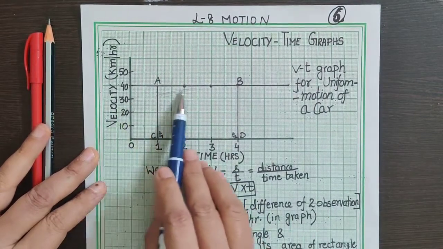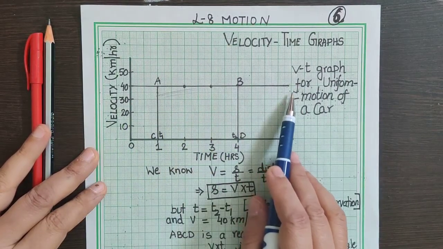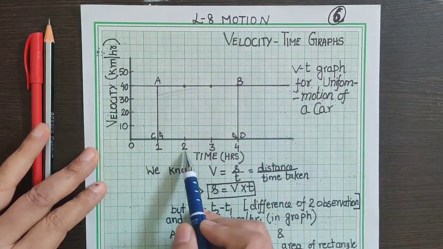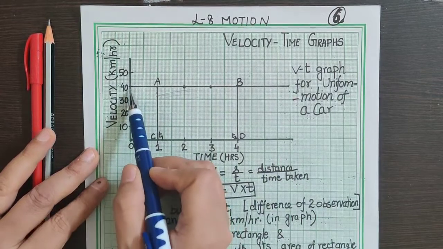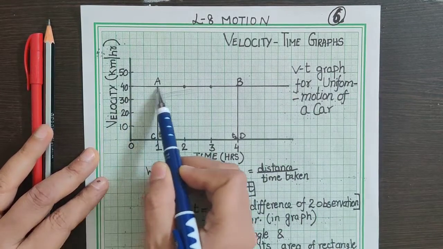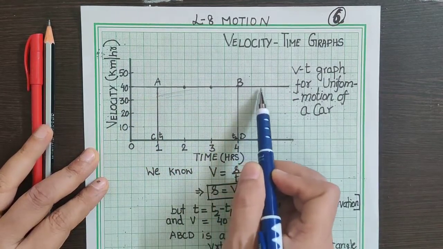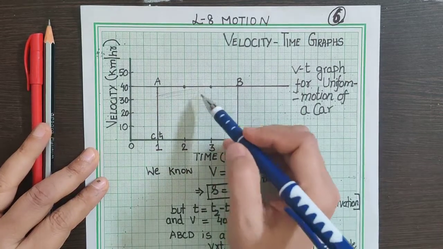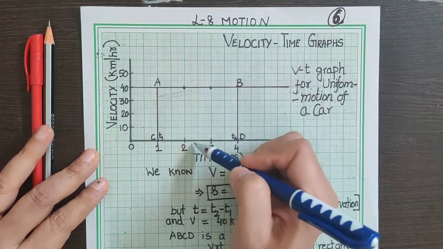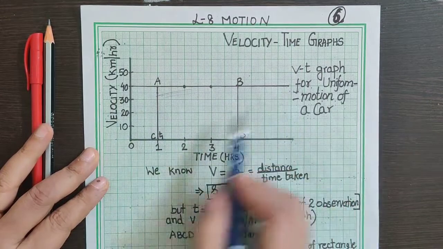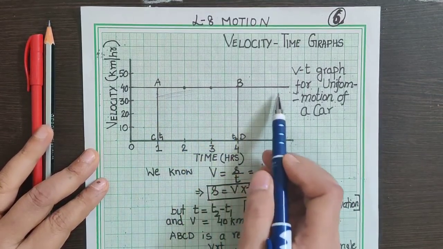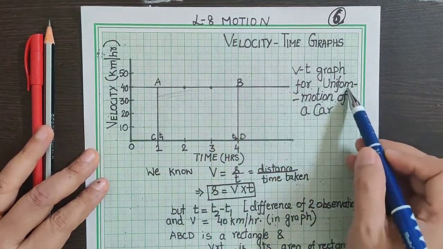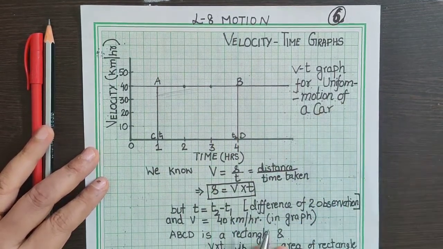The car is moving with 40 km per hour constantly, and we are seeing that time is increasing. Because the car is at a constant velocity of 40 km per hour, I get a line which is parallel to the x-axis. See, this line is parallel to the x-axis. This shows that the velocity is constant and the motion is uniform motion.